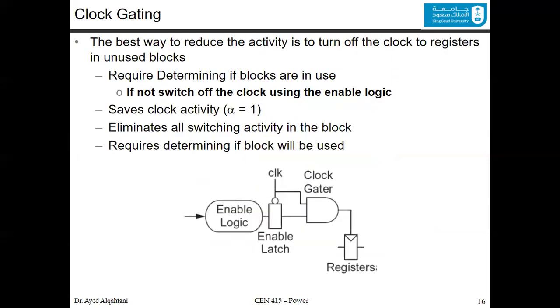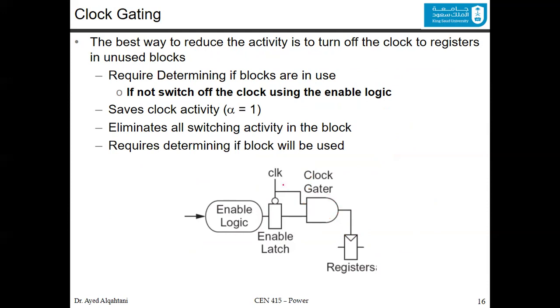Now, we will talk about some of the ideas related to dynamic power, like clock gating. One of the best ways to reduce the activity is to turn off the clock to registers in unused blocks. This requires determining if the blocks are in use or not. If they are not, switch off the clock using the enable gate. So now the registers are clock gated by an AND. You can use an AND or any other circuit, but usually we use the AND for gating.